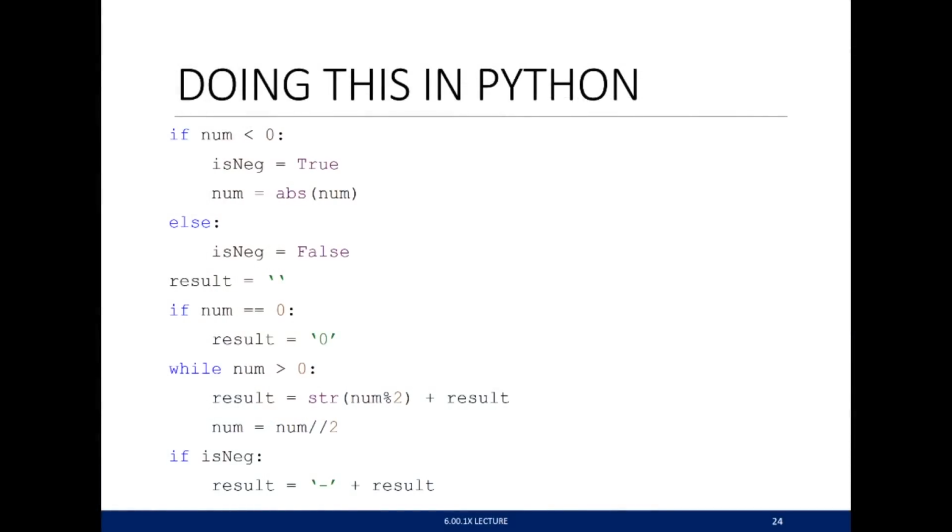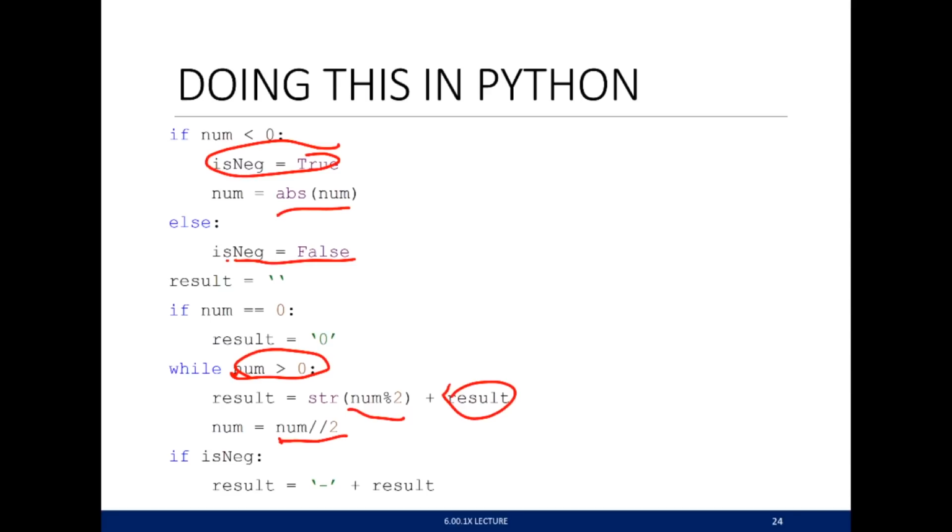So here's a little piece of code that would do exactly that. If the number's less than 0, I'm going to put on a flag that says it's negative, and I'm going to use the positive version of it by taking the absolute value of that number. Otherwise, I'm going to put in a flag that says it's not. And then I'm going to simply accumulate those results. If the number is equal to 0, it's just 0. That's pretty obvious. Otherwise, as long as the number is greater than 0, I'm going to take the remainder, add that in, because that's the next bit, into result, do the division to shift it to the right, and keep going.